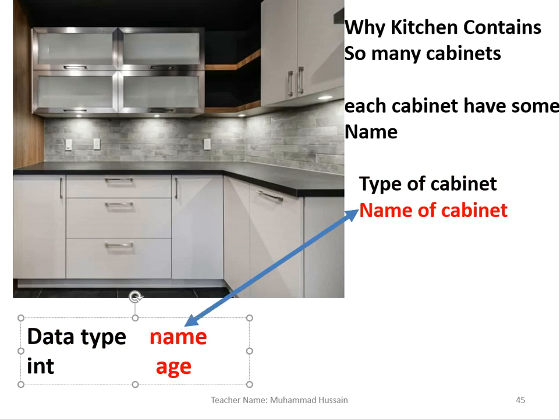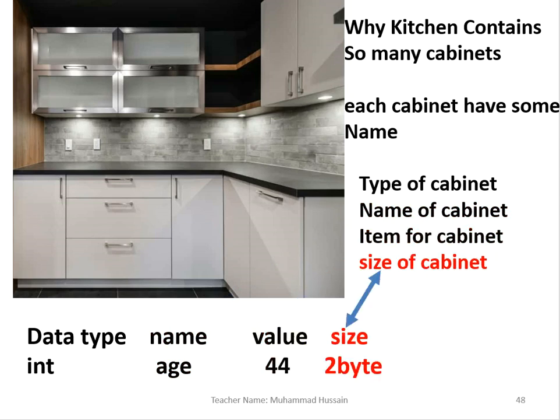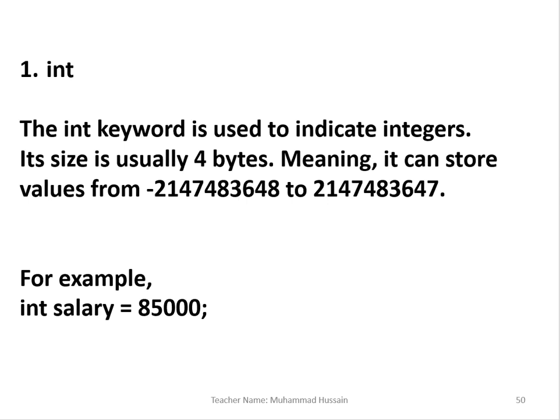And the third is item in the cabinet, which means value. And the next thing is the size of the cabinet, which we can say size. So each block has some kind of size. Definitely size is important, because we have to store some data in it. In the same way, our memory needs size.